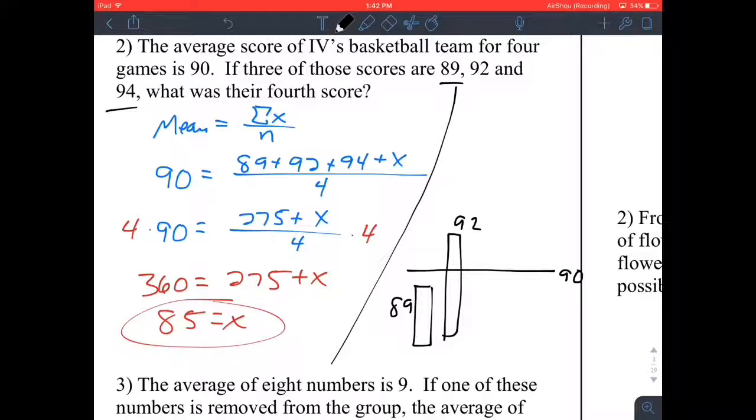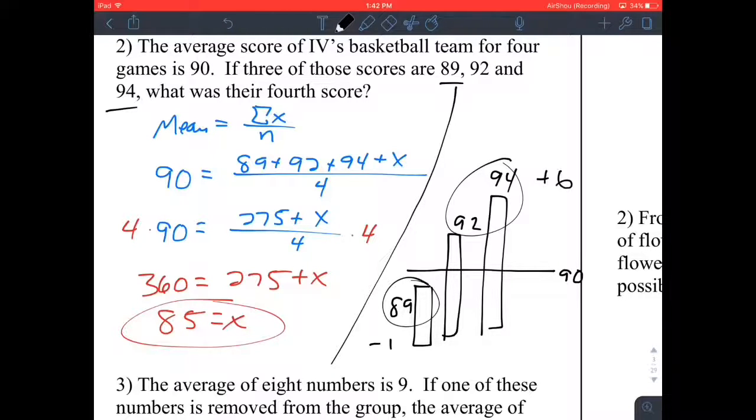The next game is a 94. So if you look at this one here, we are down 1. These two, we are up 6. I want those to be equal. So to be equal, we need to be down 5 more here. So down 5 below 90 would be an 85. It's another way to look at average if that's helpful. Maybe it is. Maybe it isn't.